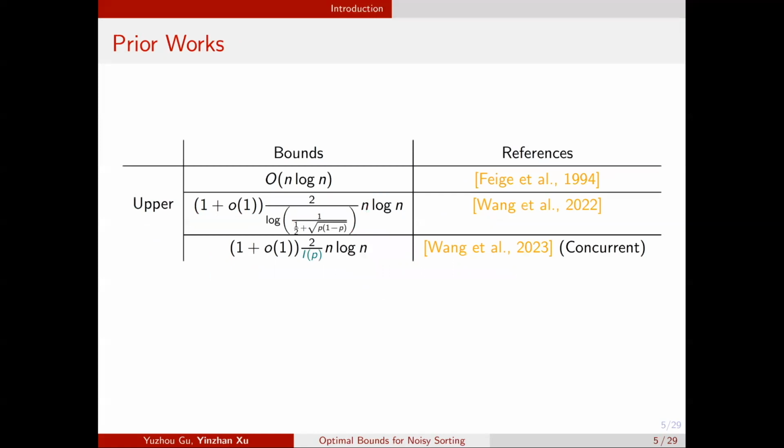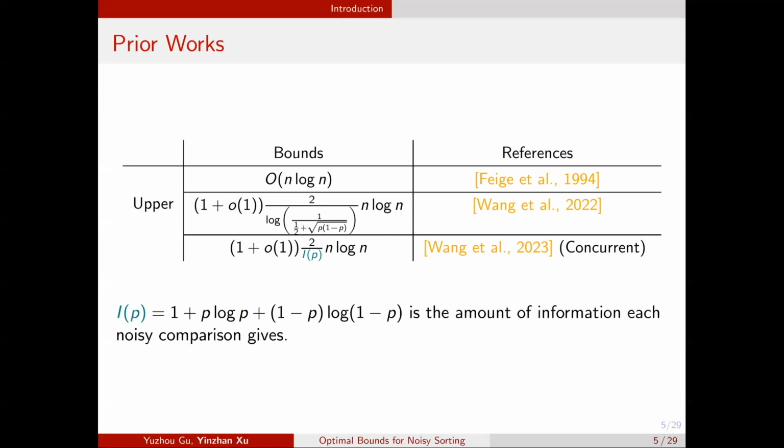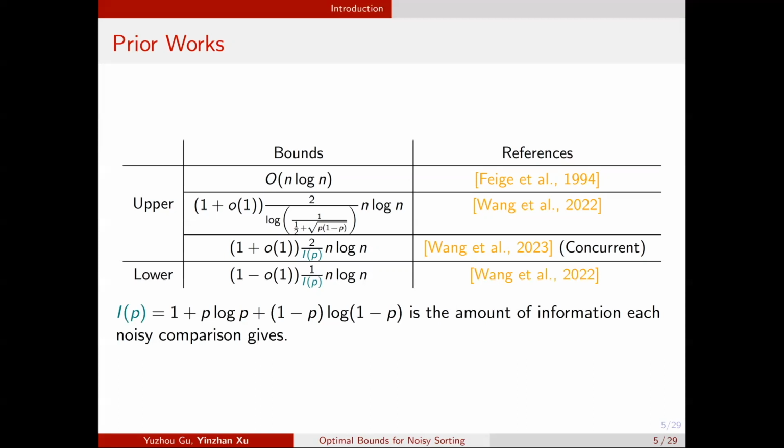It's known that O(n log n) queries are sufficient, and other than our work, the best upper bound is roughly 2 over IP times n log n, where IP is 1 plus p log p plus (1 minus p) times log(1 minus p), which is the amount of information each noisy comparison gives. On the lower bound side, the previous best lower bound is roughly 1 over IP times n log n by Wang et al. And as we can see, there's a gap between the upper and lower bound.